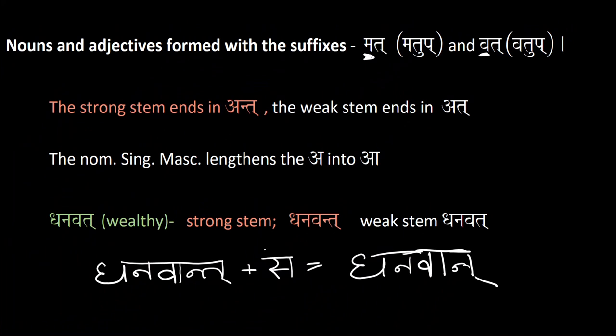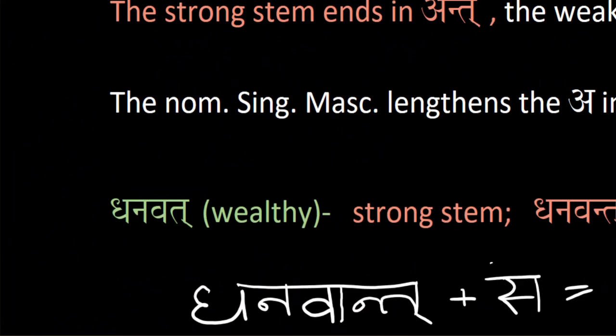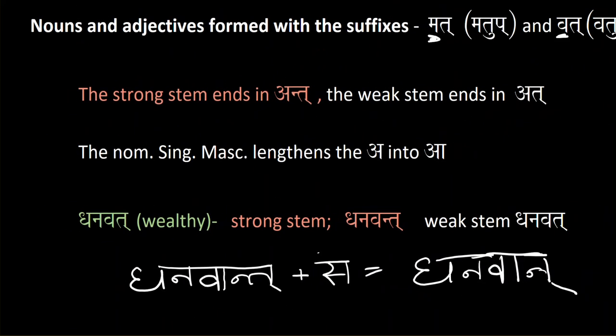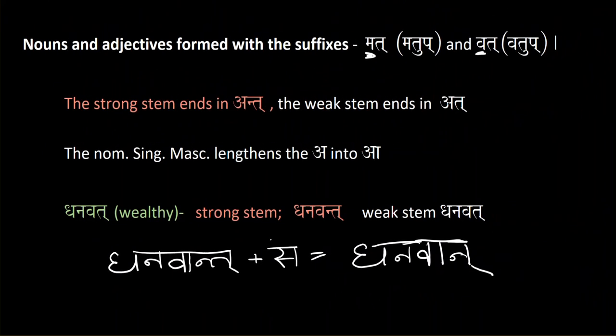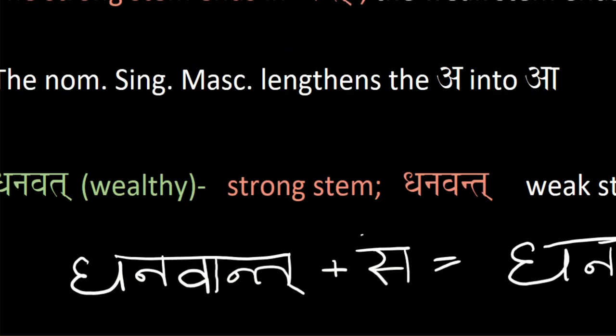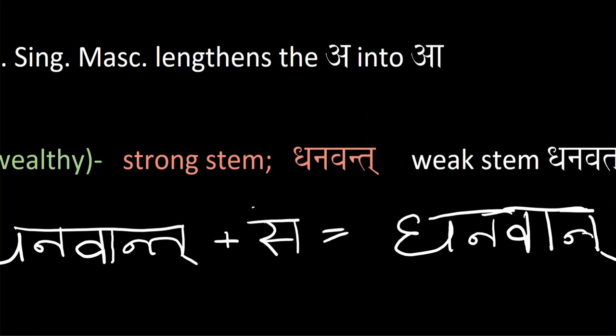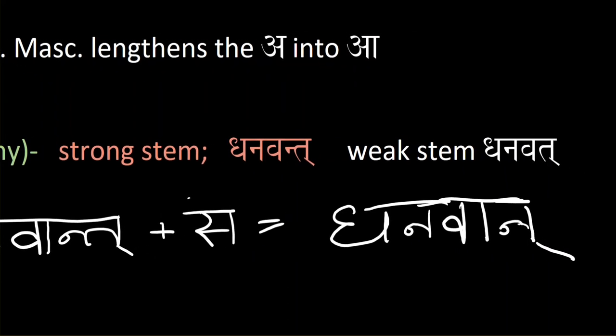And I will show you an example with the word dhanawat, which means wealthy. So the rules still apply. The strong stem ends in unt, the weak stem ends in ut. The nominative singular masculine lengthens the a into an long a, just for the nominative singular masculine case. And we'll go into our example. So dhanawat again means wealthy. The strong stem turns into dhanavant, and then the weak stem turns into dhanawat.